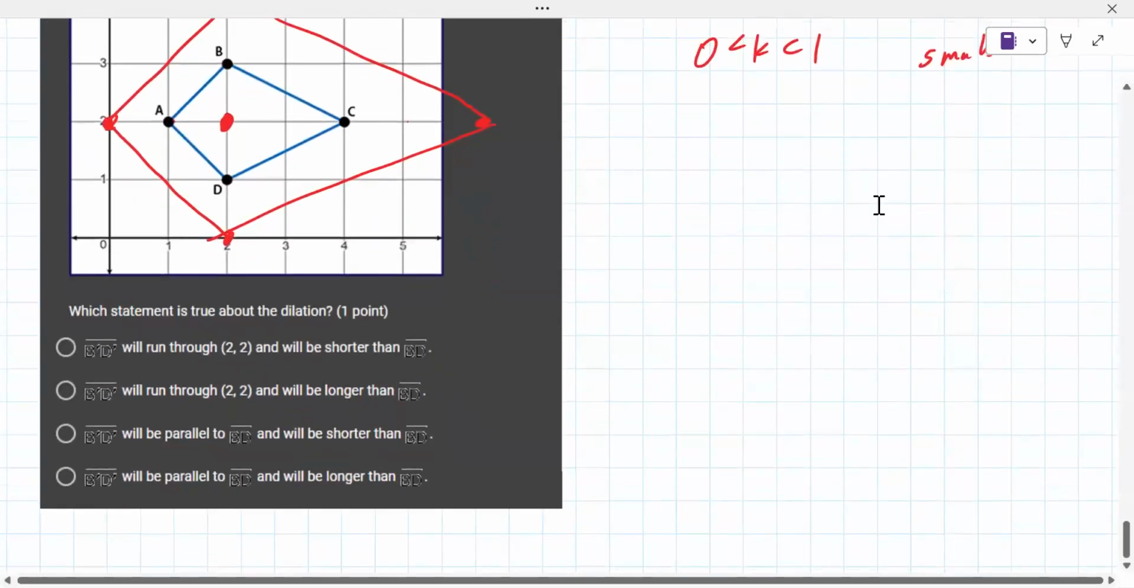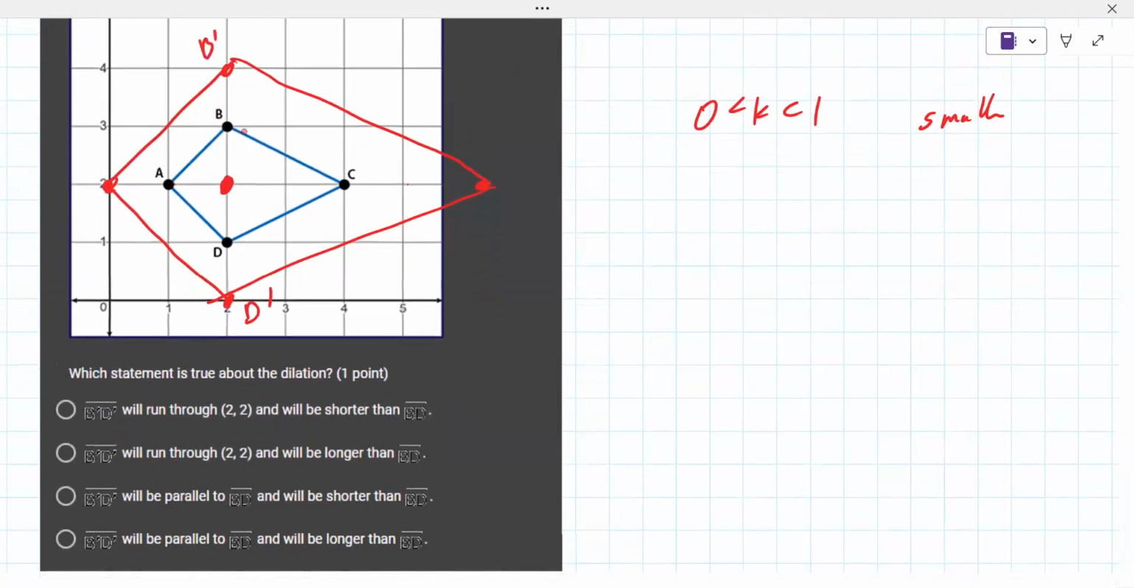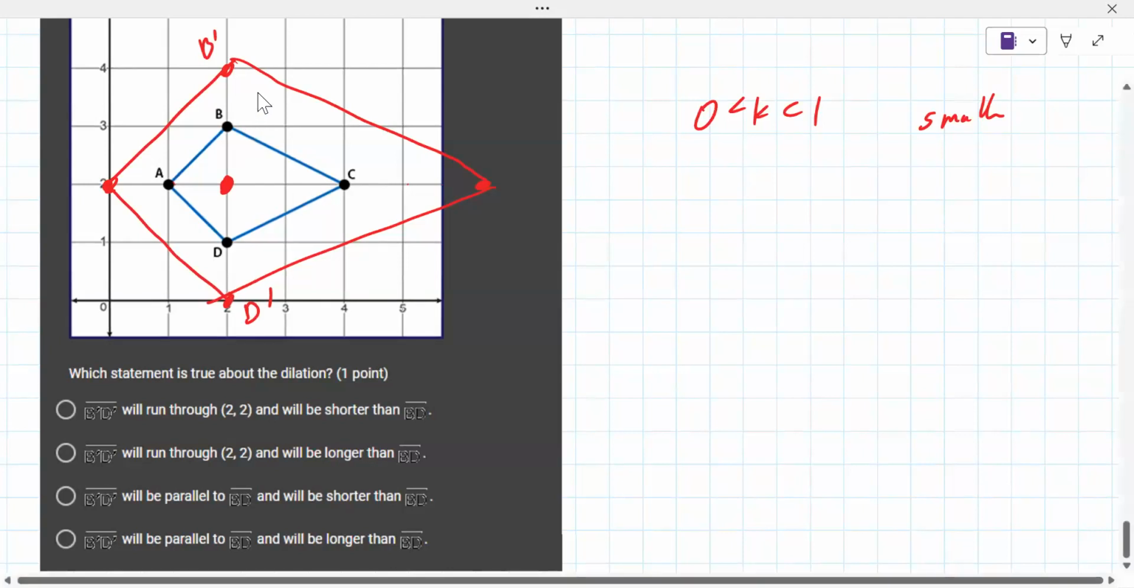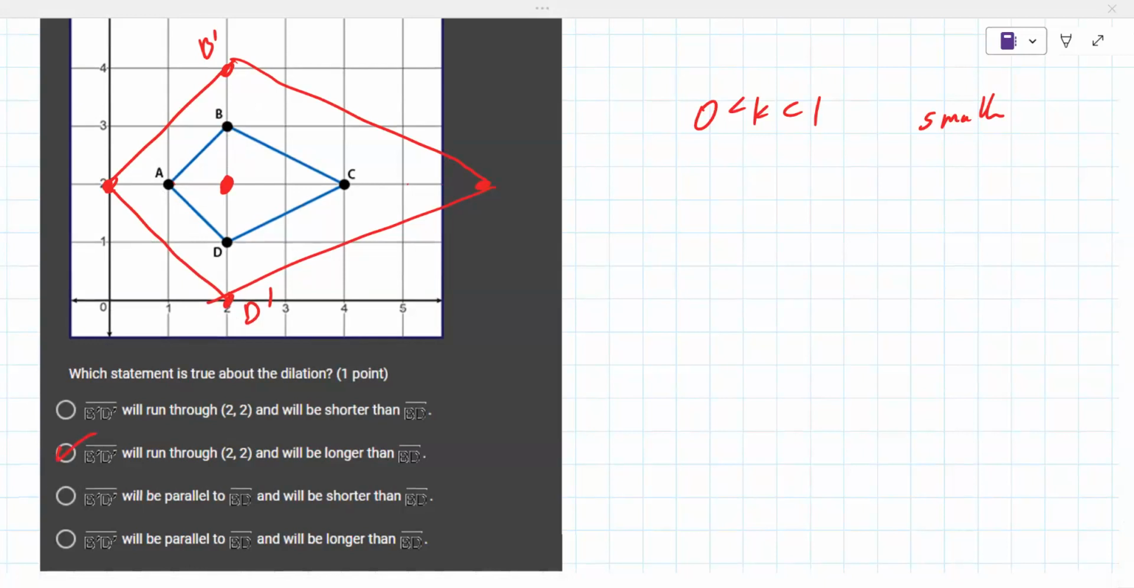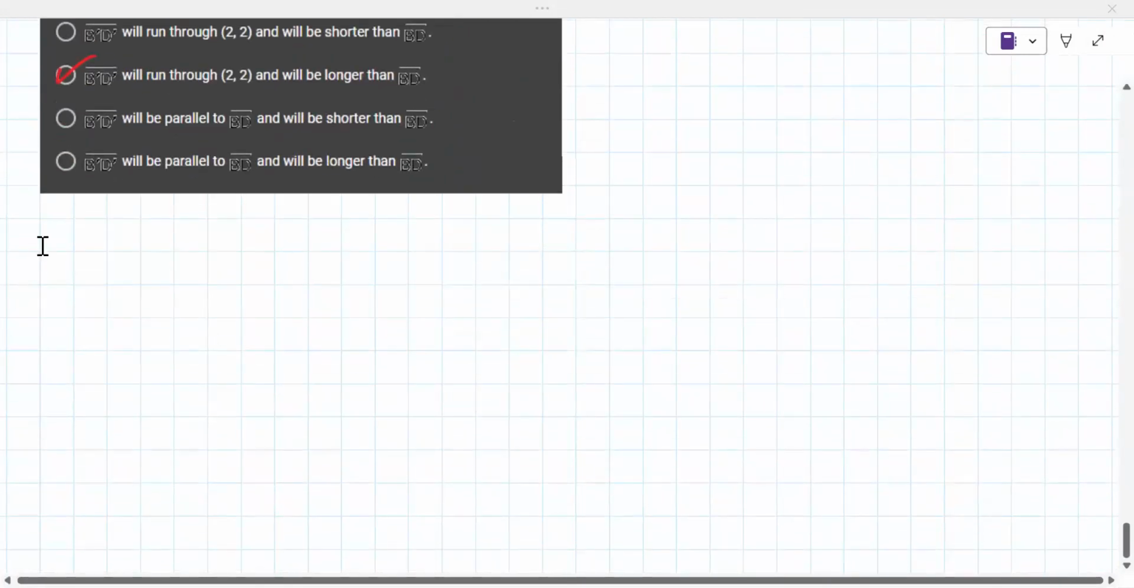So now you have to look at all the answers and decide. Here's B prime. Here's D prime. What do you think here? Does it run through 2, 2? Yeah, it sure looks like that. Now, is it shorter or longer than the original? Longer. Yeah, there you go. Again, this stuff I'm writing over here up to the side, that's really good stuff for your note card.